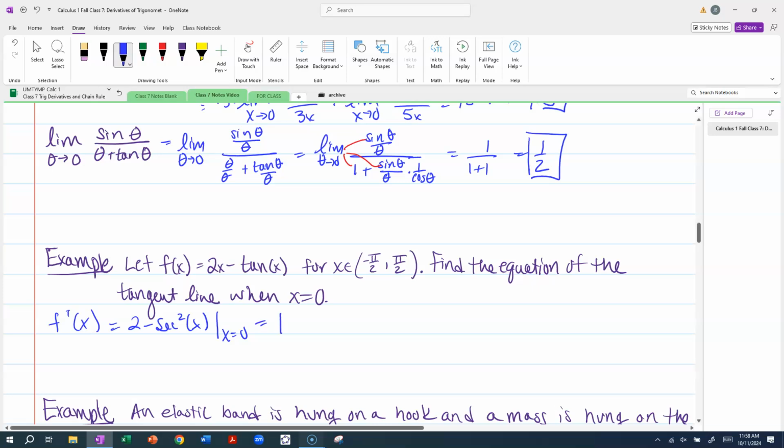And then if I look at f of 0, to find our point, because I need a point and a slope to find a line, f of 0 is just going to give me 0. So in all, my tangent line is y minus the y coordinate of the point, equal to the slope times x minus that. Or this is actually nice, just y is equal to x. Look at that, kind of fun, okay?